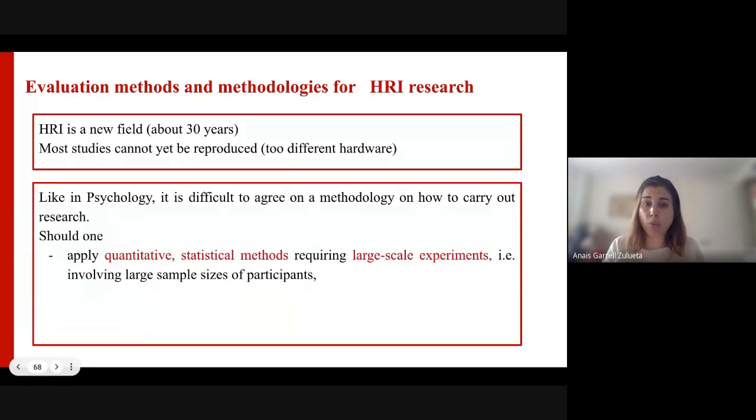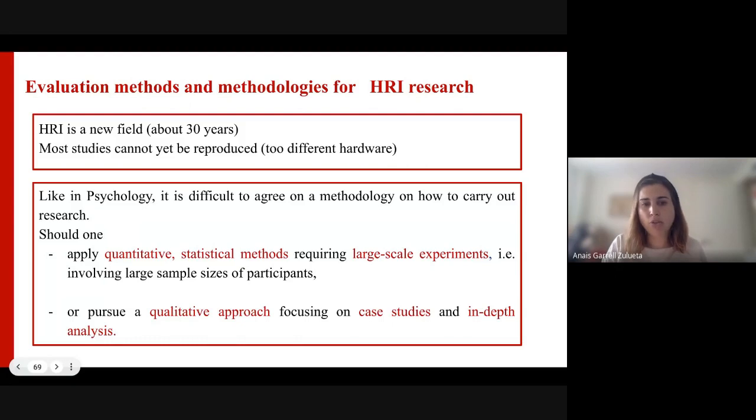Usually, what we do is apply quantitative statistical methods requiring large-scale experiments, for instance, involving a large sample size of participants. This is almost mandatory, so you need to evaluate your system with a huge number of volunteers, which requires a lot of time. But on the other hand, we can pursue a qualitative approach, focusing on case studies and in-depth analysis. So you pick fewer people and you analyze how they are behaving.